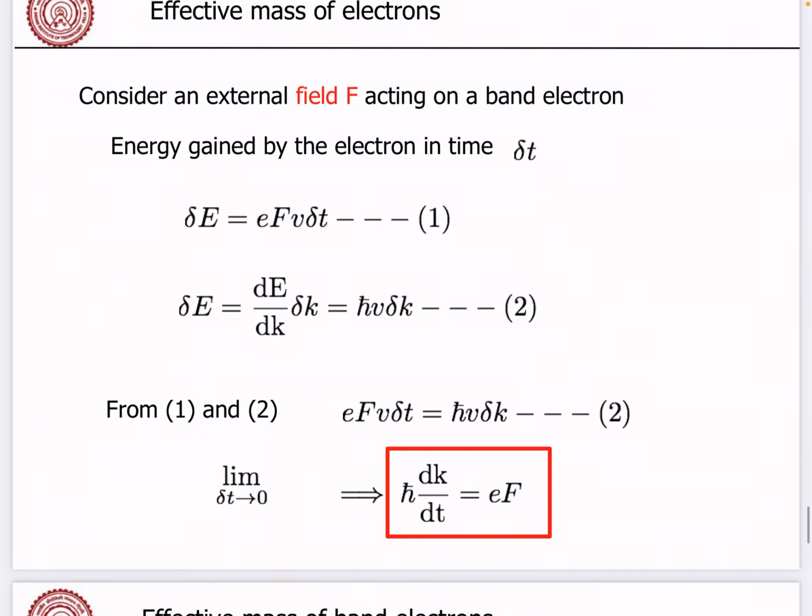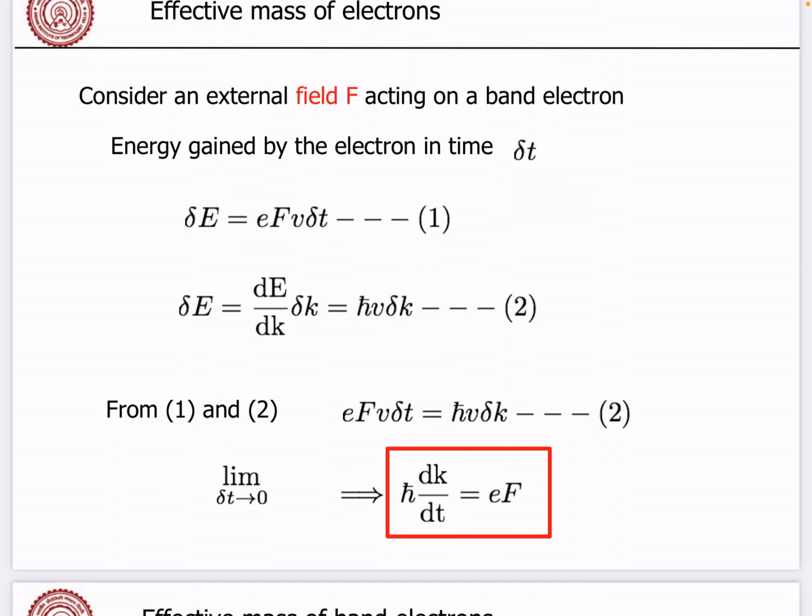I'm giving the external field as F, the electric field. Usually you would use E, but since we are using E for energy, I'm writing the external field as F acting on a band electron. Now the energy gained by an electron in time delta t would be delta E equal to this force, which is eF, times v times delta t, where v is the group velocity of the electrons.